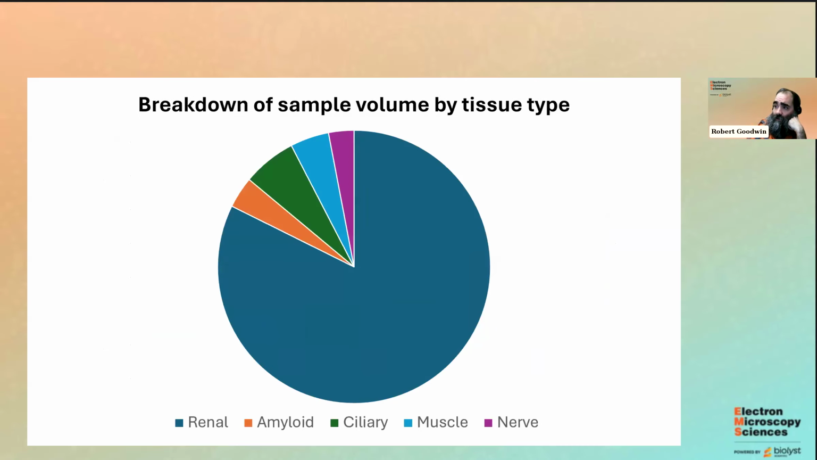Here's a sample breakdown of what I mostly do. It's mostly renal, a lot of renal, but we do amyloid, fat, and heart muscle. So we deal with cell pellets, small tissue samples, ciliary biopsies, muscle, nerve. We can run it all in there.